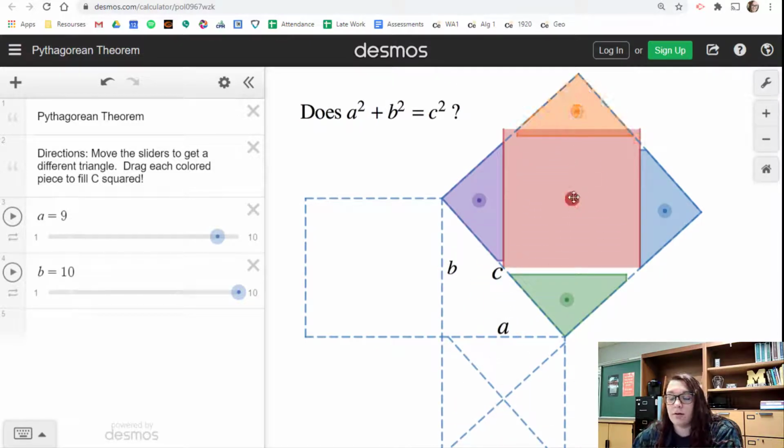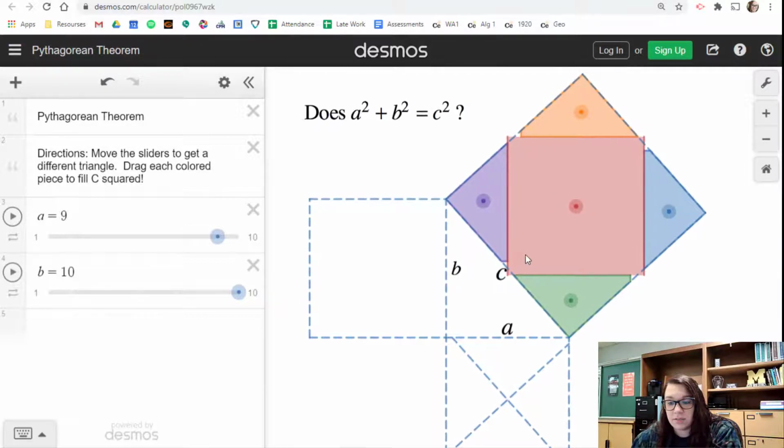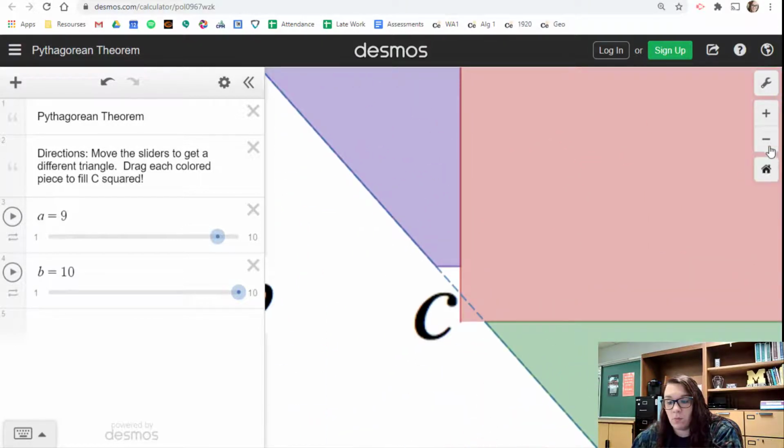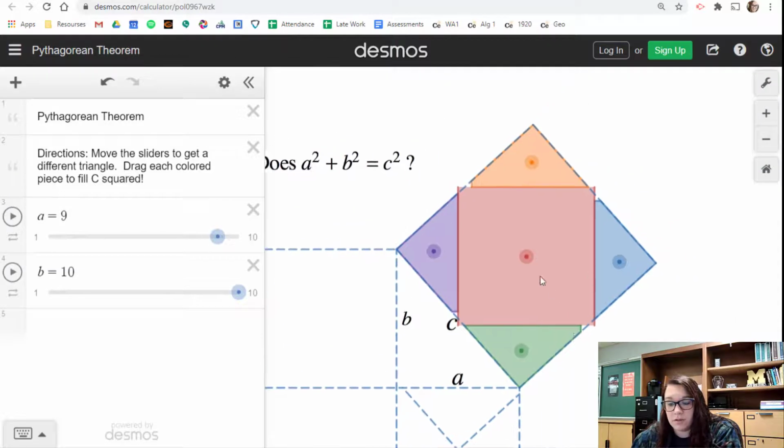Okay, I've got my triangles in place. I just got to get my square in the right place. It looks like it's a little bit off. Let me see if I can... Whoa, that was too much. There's some pieces missing. How did I get it back in that place?